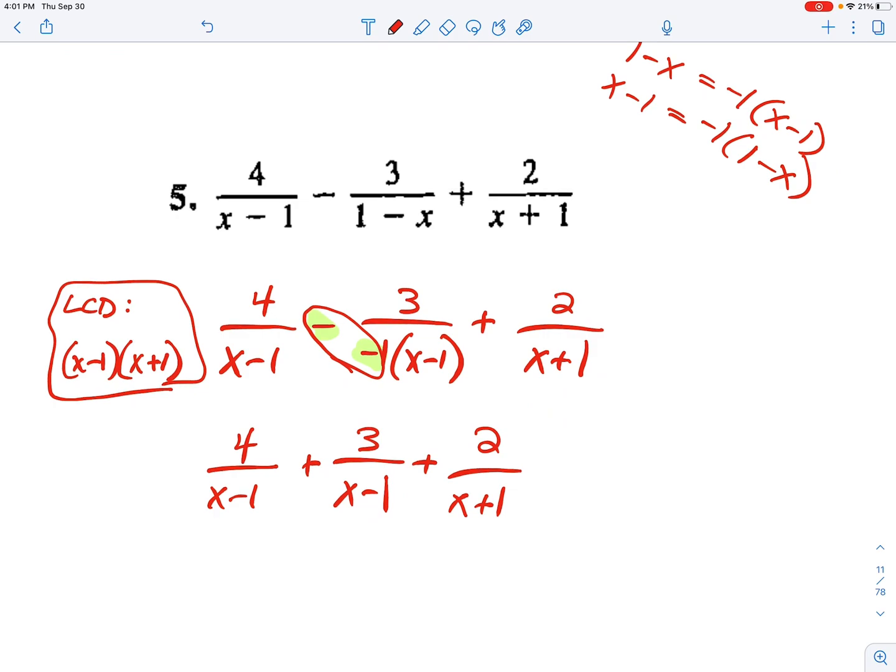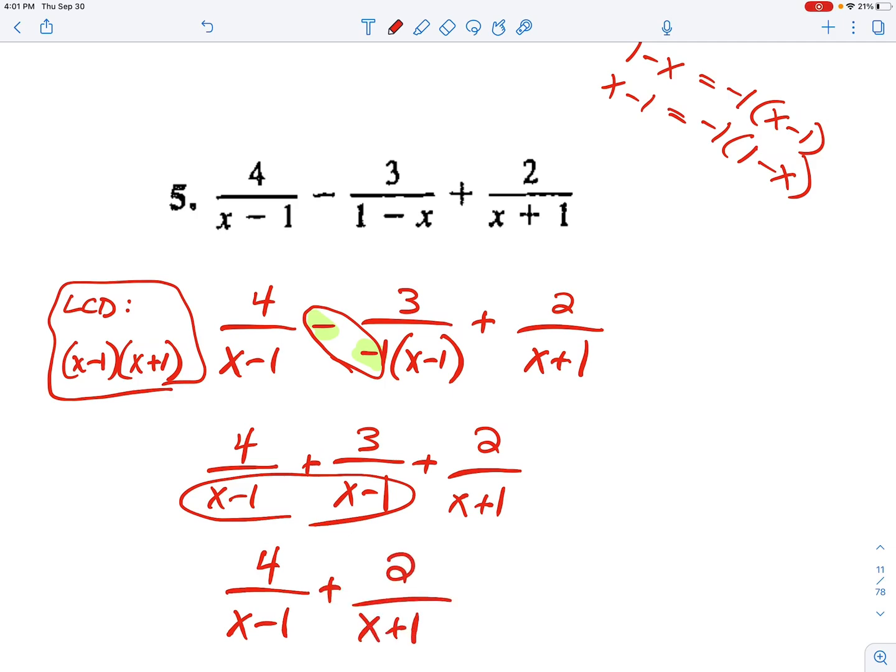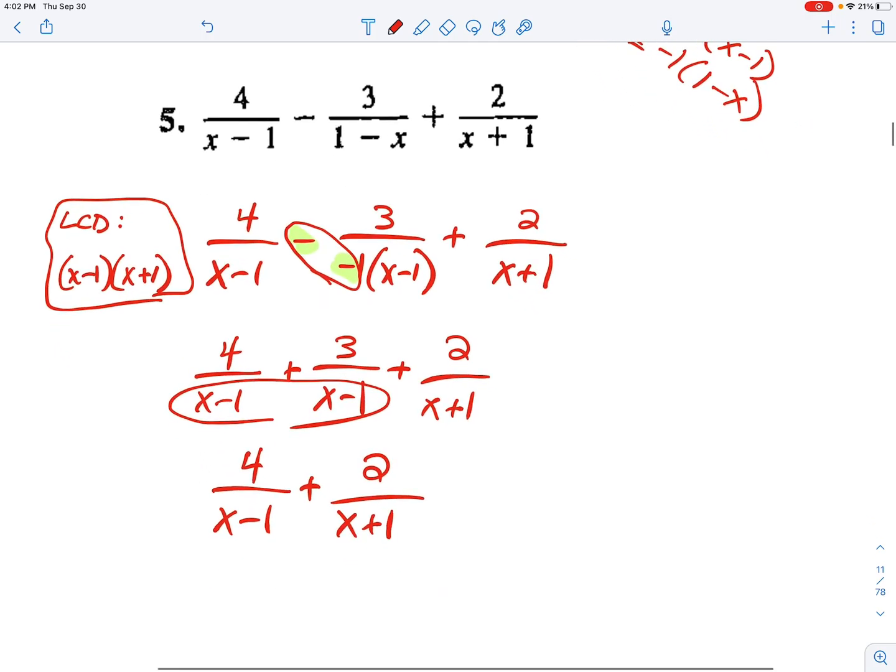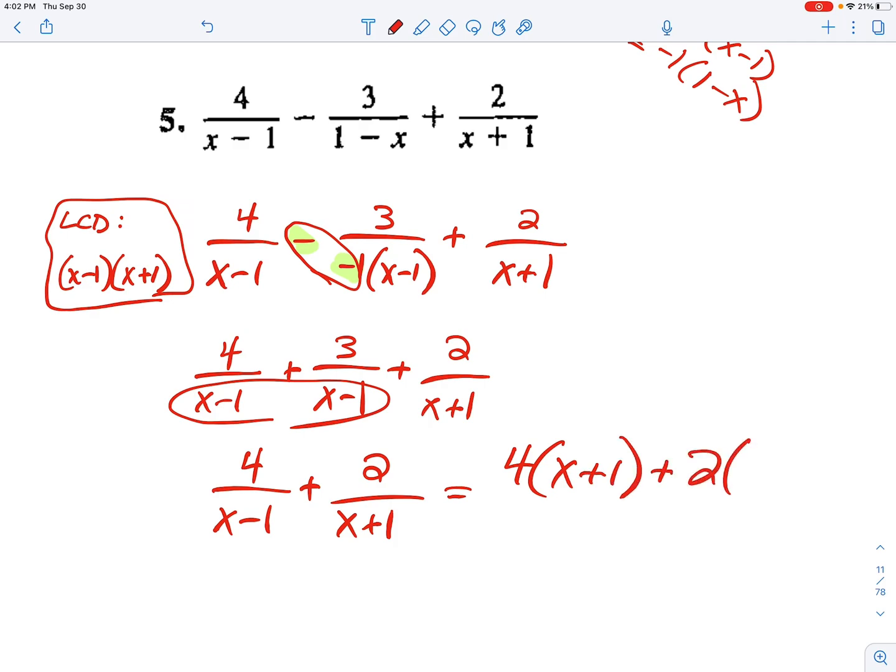I see that these first 2 fractions have a common denominator already, so I'm going to write them as 7 over x minus 1, just to make it a little bit easier, plus 2 over x plus 1. Now it's a garden variety problem. The least common denominator is x minus 1 times x plus 1, so that means 7 is going to need to be multiplied by x plus 1, and the second fraction, 2 over x plus 1, is going to need to be multiplied by x minus 1, and I will write them all over the common denominator, x minus 1 times x plus 1.